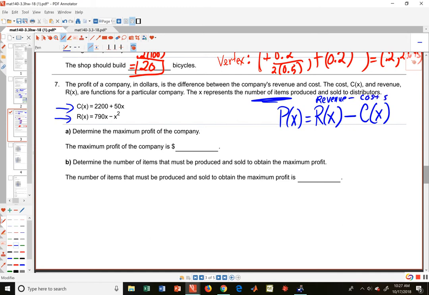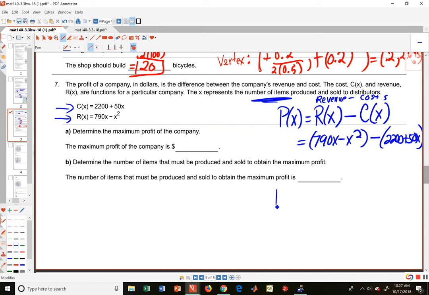All right, now we actually have functions here. So the revenue function is 790x minus x squared. That tells you how much money you're going to bring in if you sell X products. And then we're going to subtract 2200 plus 50x, and these are your costs. Now, it's very important that minus get distributed through that parentheses. It's a common mistake that students make.